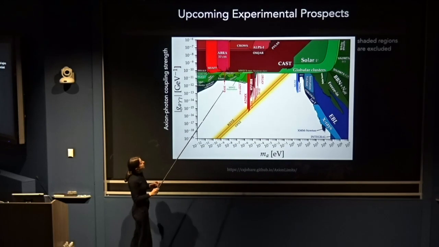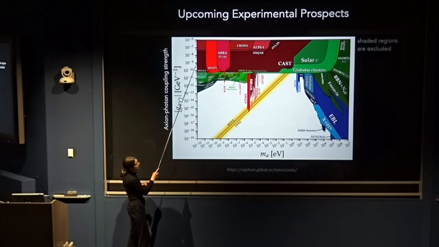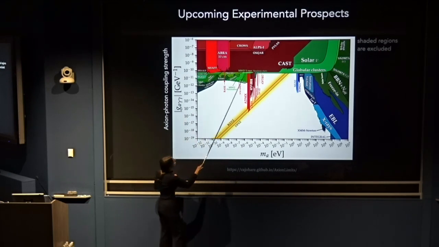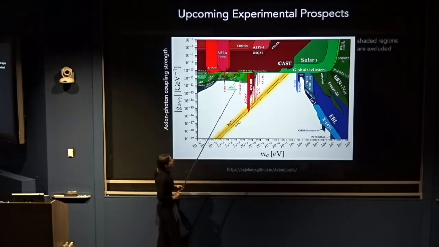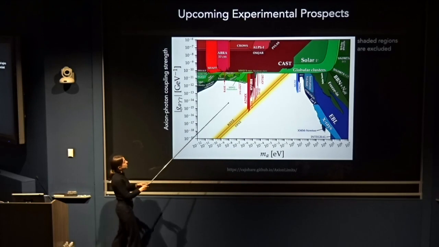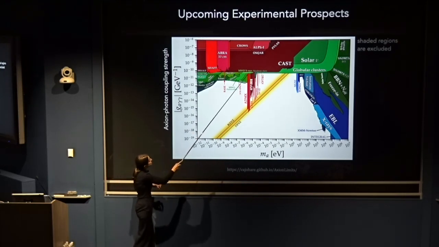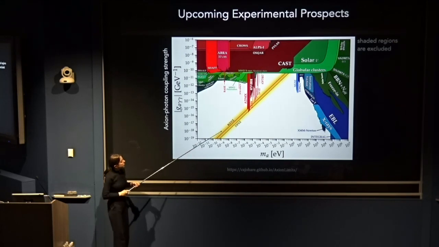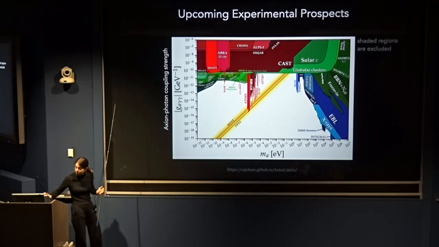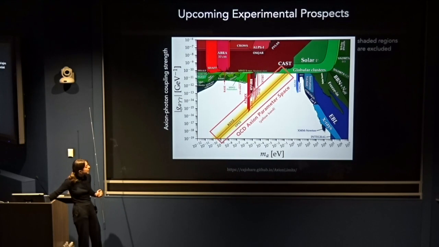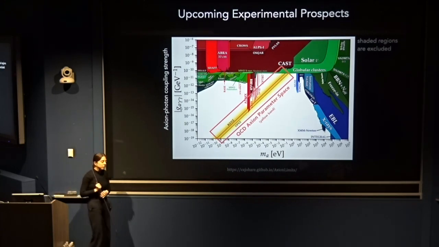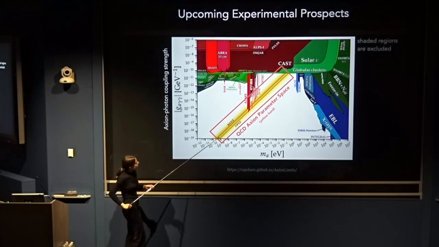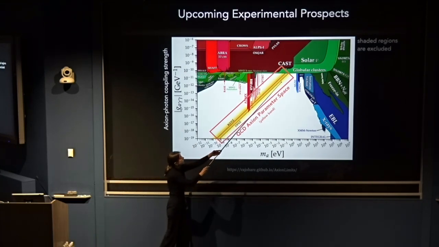And the two that I highlighted earlier, the CAST experiment, which is looking for axions from the sun, they've excluded this range up here. And that ADMX experiment based out of Washington has excluded this range in here. This yellow band is a really key target. The QCD axion that we talked about previously lives in this regime here, right along this yellow band.